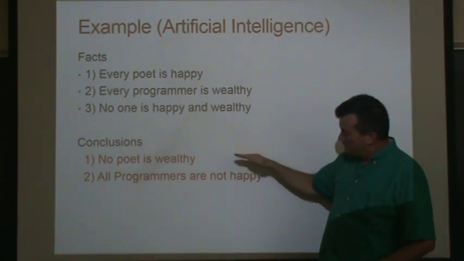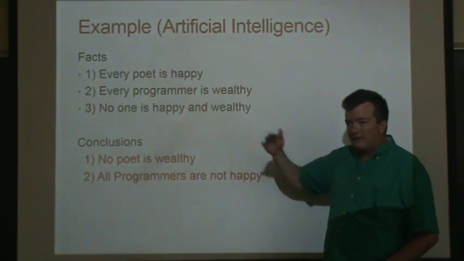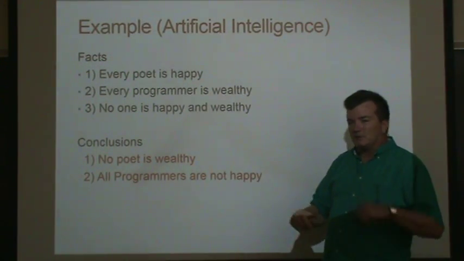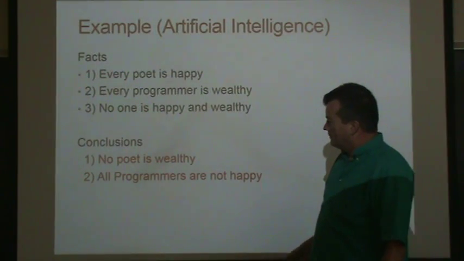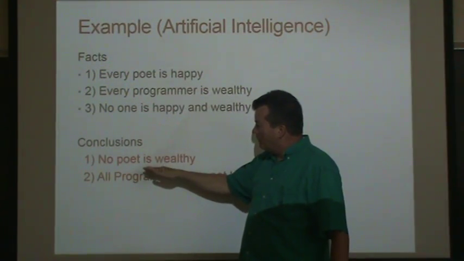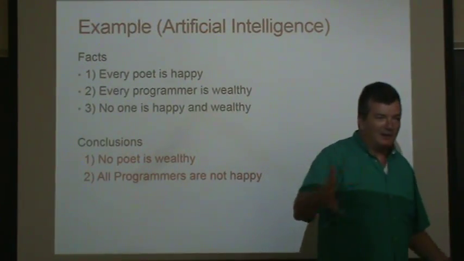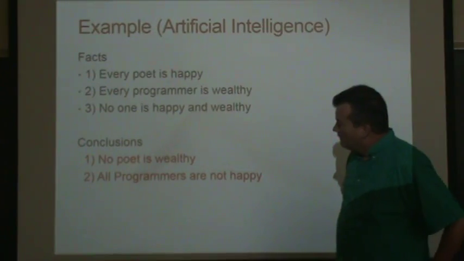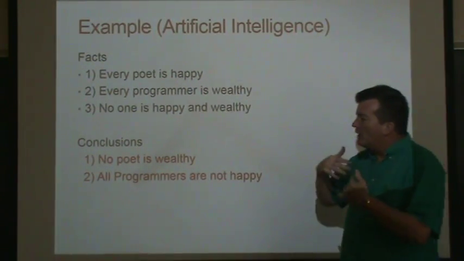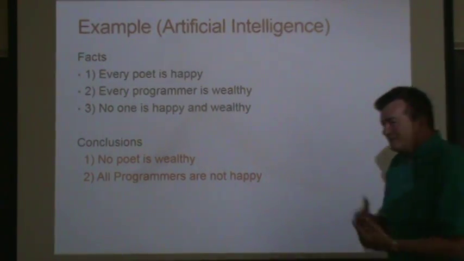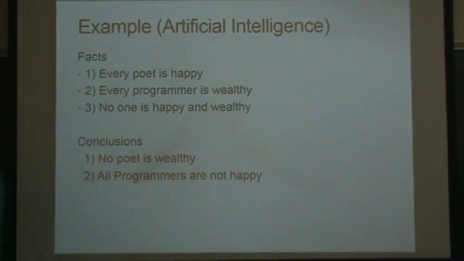Does anyone think one of these may be false? For something to be true, it has to be true in every case. For it to be false, all you have to do is show one case where it's not true. Like if I know one guy who is a poet and wealthy, that would be a contradiction, then it would be false. So, are these conclusions 100% true based on the facts given? Yes, they look like they would be. Okay, good. So you guys are doing set theory.